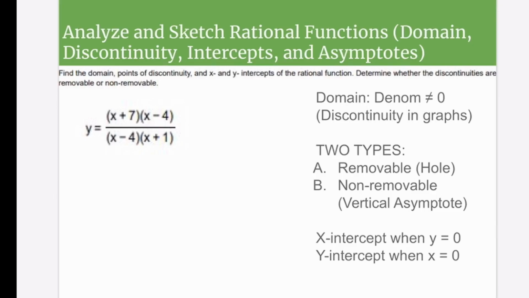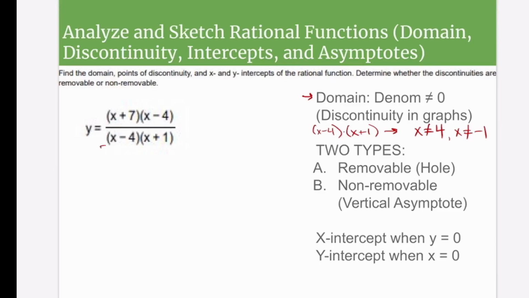So it changes a couple things. First, our denominator, which is always the first thing you should go to, says that the denominator for any rational function cannot be 0. That's where our discontinuity comes. So in this case, if we look at our denominator, x minus 4 times x plus 1, there are 2 numbers that make this discontinuous. X cannot equal positive 4, and x cannot equal negative 1.